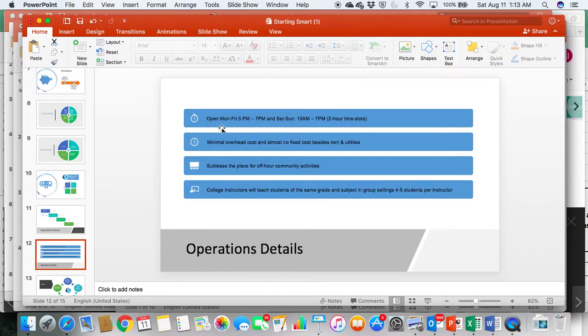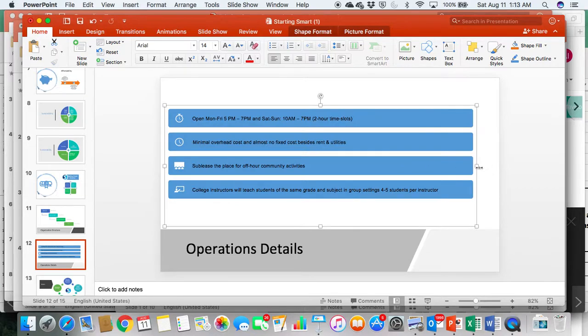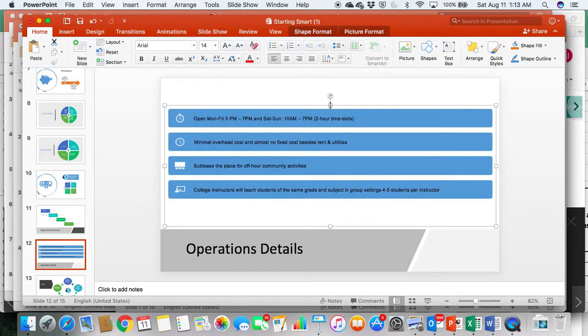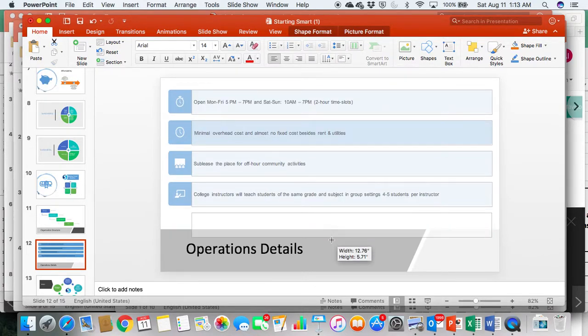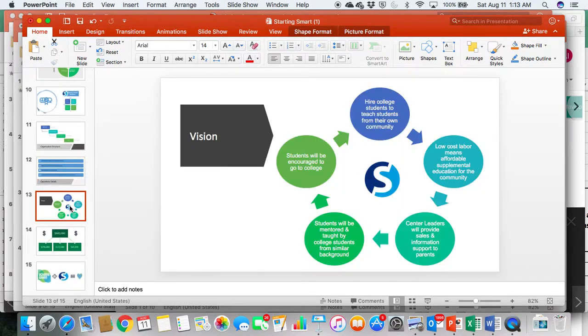Here, I just think this is way too small. You could probably make it a little better in some way, shape, or form. Even if you just make it larger, like this, at least it helps. So figure out something like that.